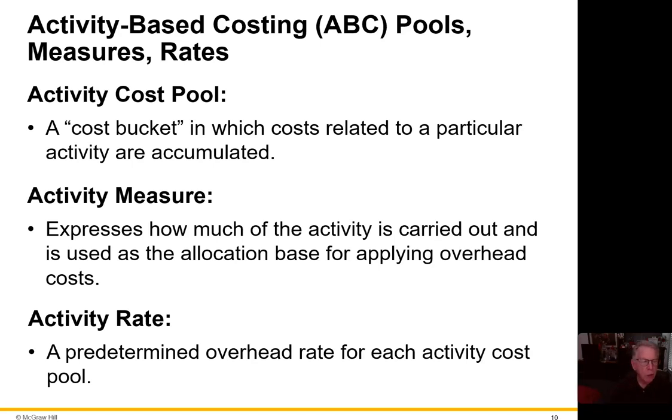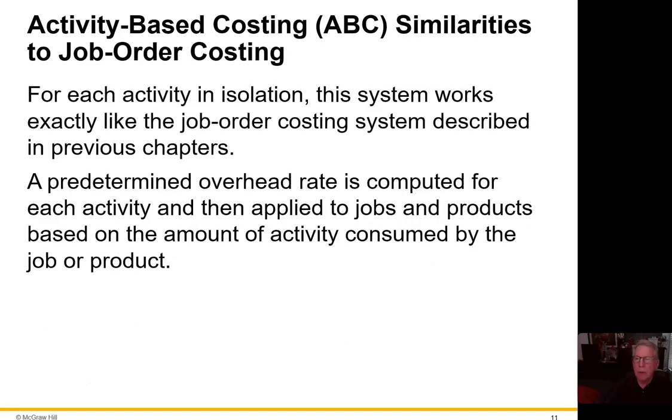Okay, that's the underlying methodology. So here, activity-based costing does have some similarities to job order costing. For each activity in isolation, this system works exactly like the job order costing system described in our previous chapters. A predetermined overhead rate is computed for each activity and then applied to the jobs and products based on the amount of activity consumed by the job or product.